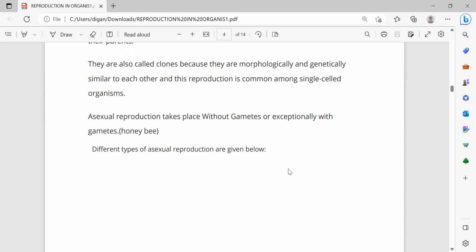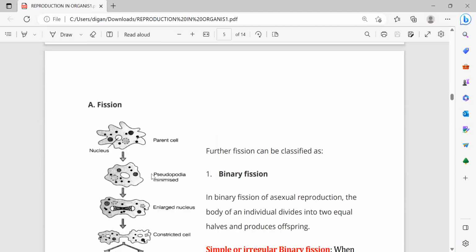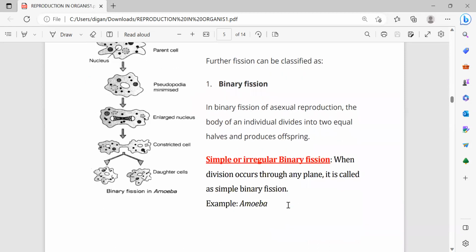Now come to the main types of asexual reproduction where gamete involvement does not take place. The first one is fission. Fission means breakdown. Here the parent organism is divided and produces two offspring. That process is called fission, and fission is of many types. The first one is binary fission. Bi means two, so when one parent is divided into two offspring, that is called binary fission. In binary fission, the body of an individual is divided into two equal halves, producing offspring.